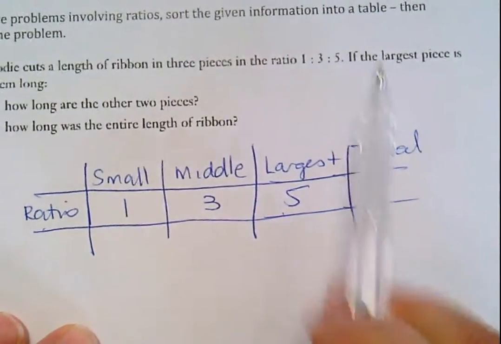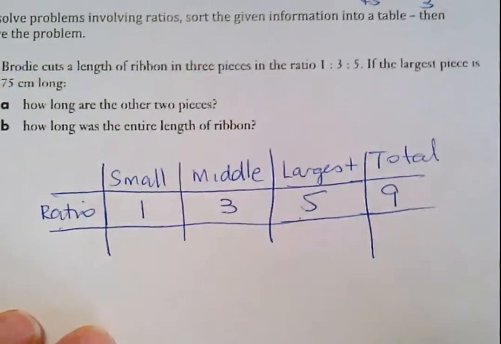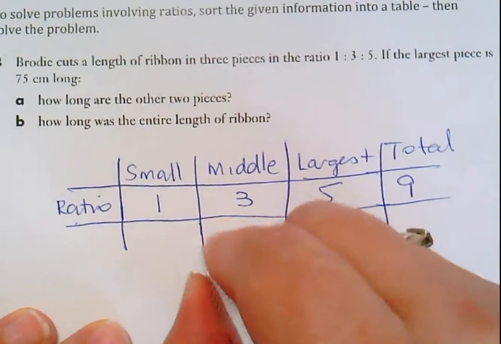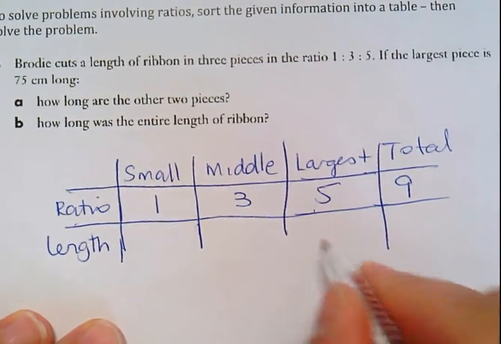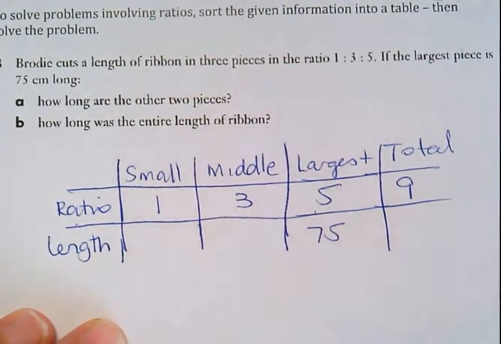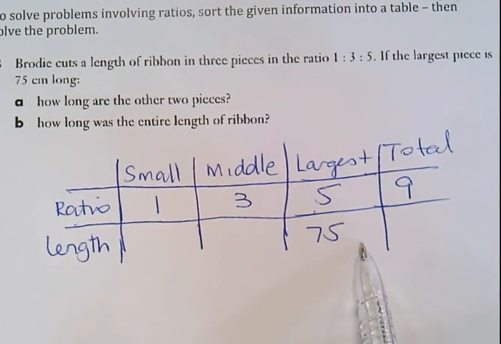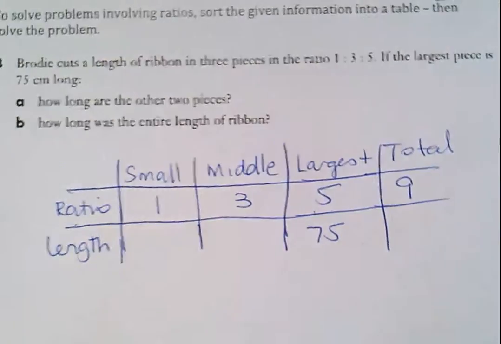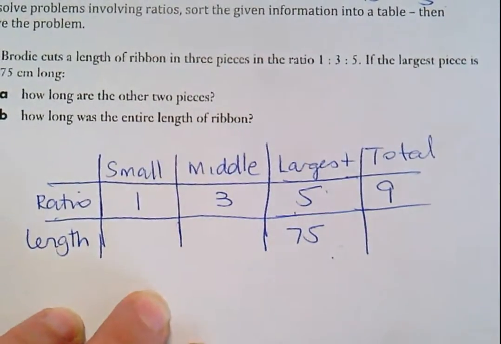Great. Now, read the information. If the largest piece is 75 centimetres long, where do I put the 75 centimetres? So that's the ratio. Underneath, you put length. So it goes under there, doesn't it? 75 centimetres. And all you do, you just say 5 times what is 75. Now, if the number's not nice, you say to yourself, how do I get from the top row to the bottom? 5 times what is 75?